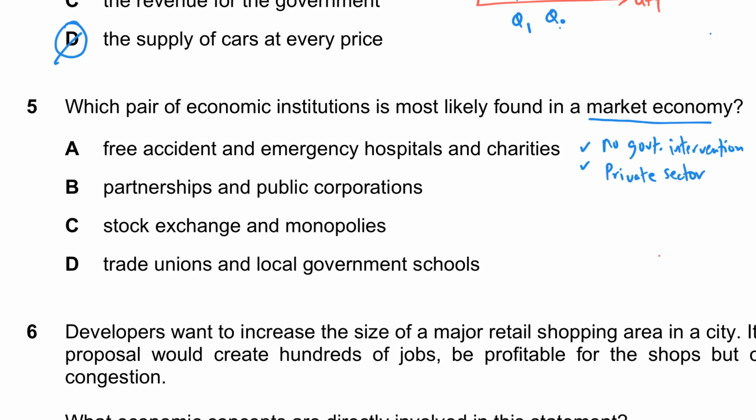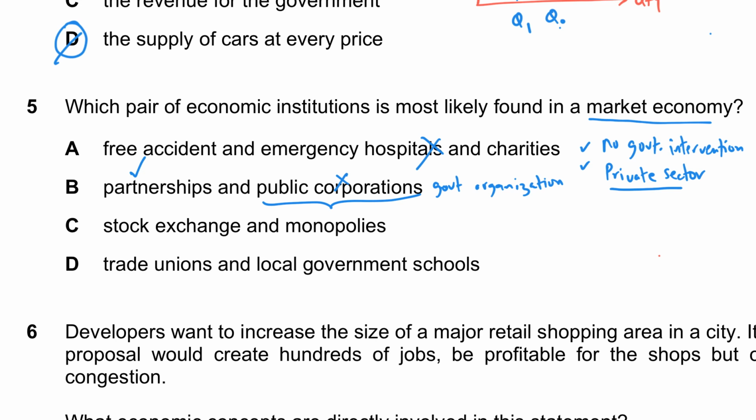So if you look at the answer choices, they say free accidents and emergency hospitals and charities. That may not be a feature of a market economy, because a market economy would have a private sector. So maybe this may not be the case. Partnership and public corporations. Partnership does make sense, but public corporation means this is government organizations. So this could not be the right answer.